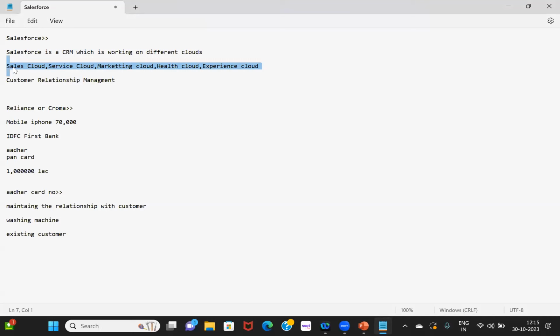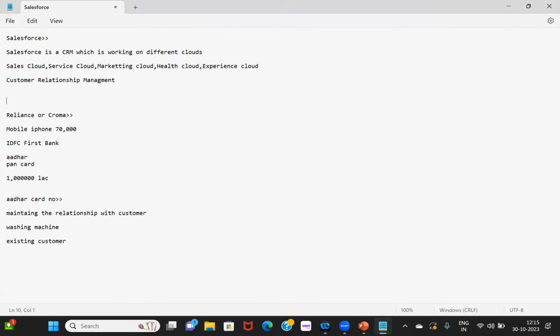Suppose for the Sales Cloud, you have to pay a different cost. For Service Cloud, you will pay a different cost. For Marketing Cloud, you are paying some different cost. And you will not buy it, because that CRM will cost you a lot. But if I say that you are getting all these clouds in a single CRM, that is a benefit, so you will always go with Salesforce.